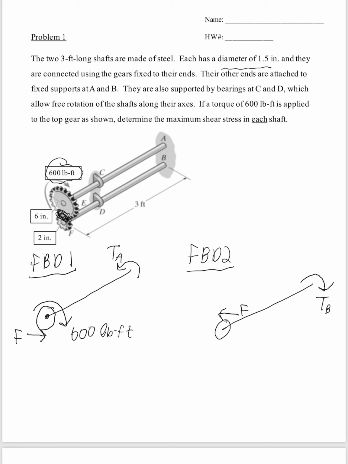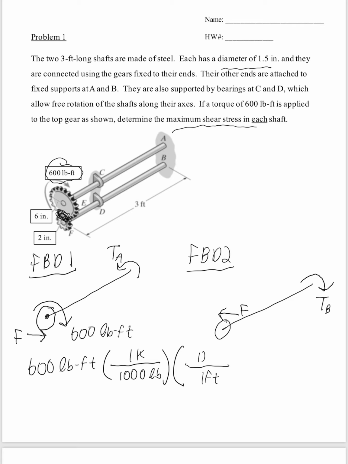Before we do that, we want to find the maximum shear stress. And normally stresses are given in KSI. So I'm going to go and convert that 600 pound-feet to kip inch. So 600 pound-feet, in 1,000 pounds, there's 1 kip. And in 1 foot, there is 12 inches. So that gives us 7.2 kip inch. So now we can do statics.